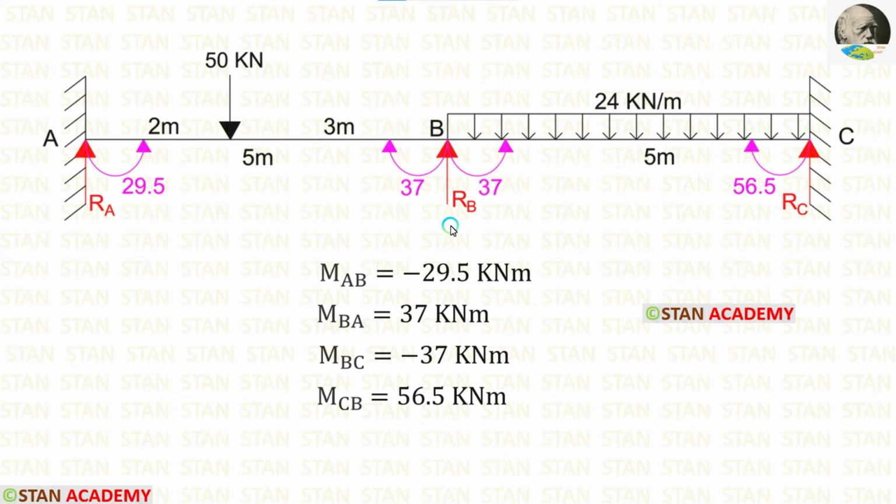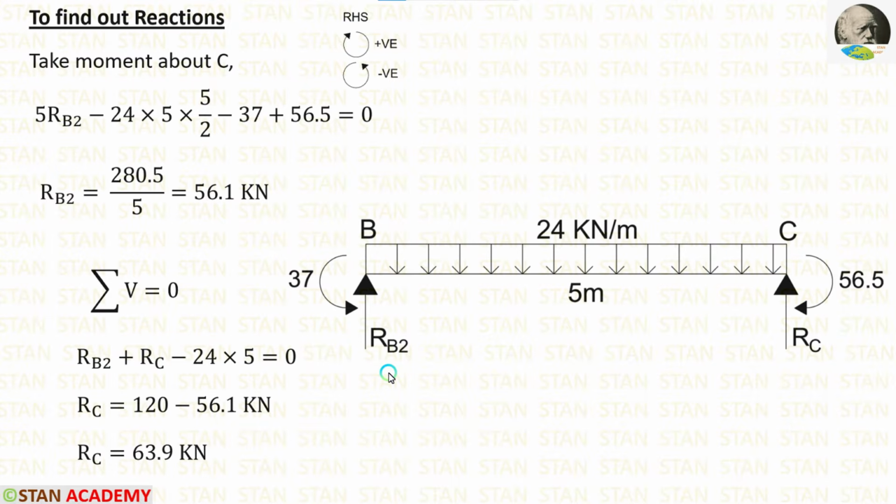Now, let us take the span BC and calculate the reactions. In the span BC, there are two moments, MBC, which is acting in the anticlockwise direction, and MCB, which is acting in the clockwise direction. In this span, first I am going to calculate RB2.